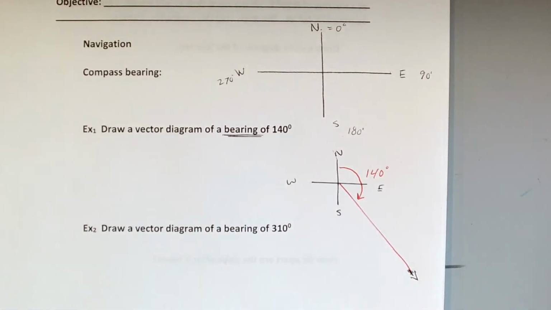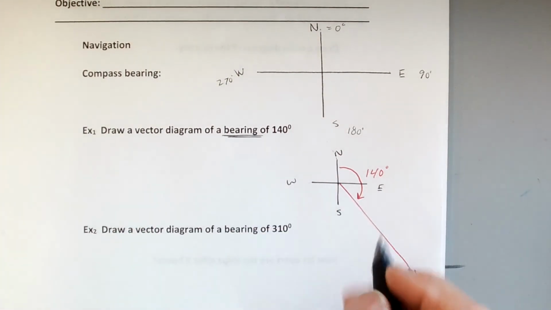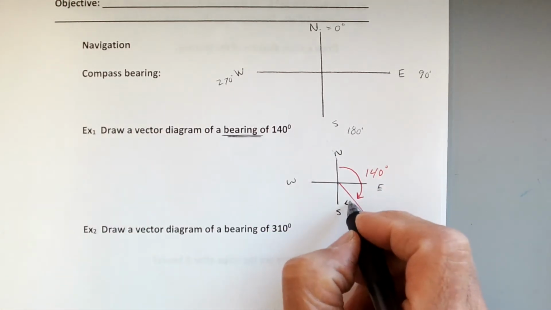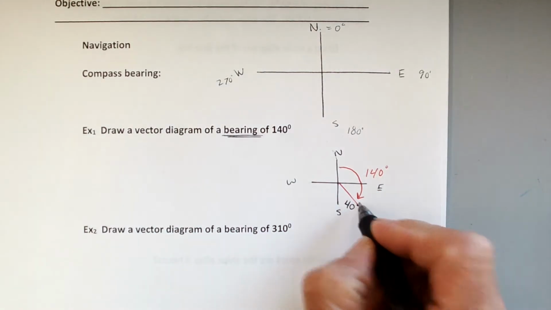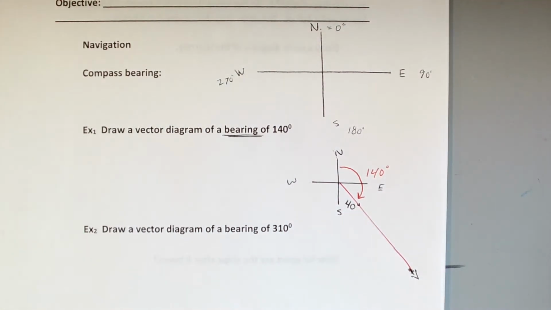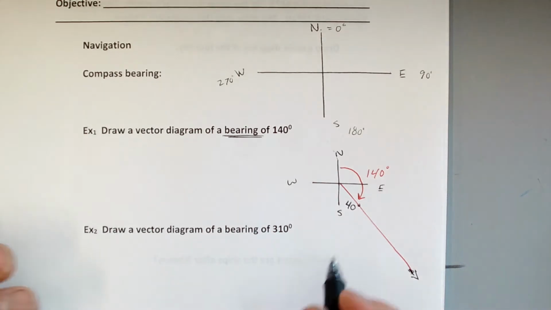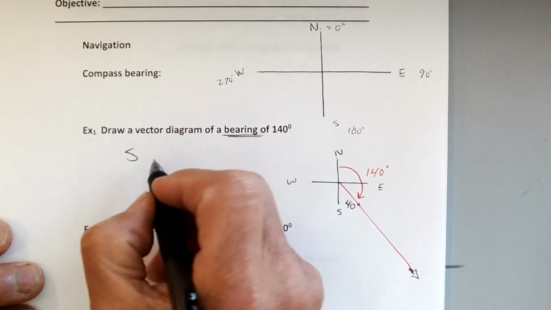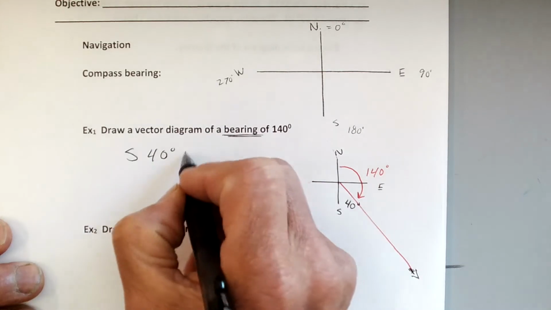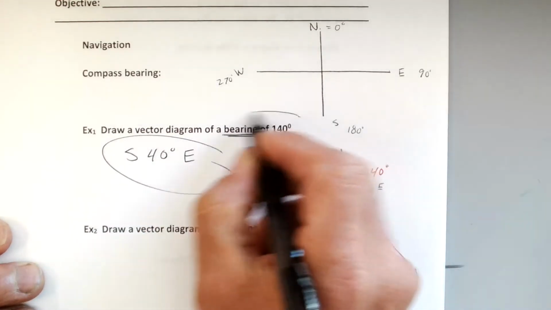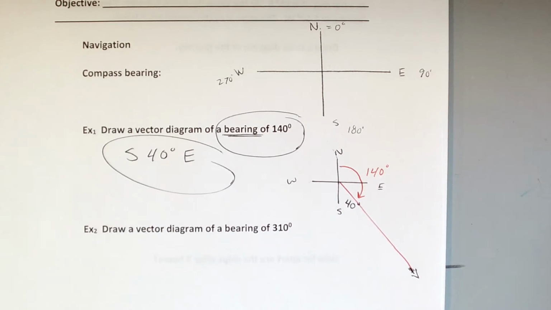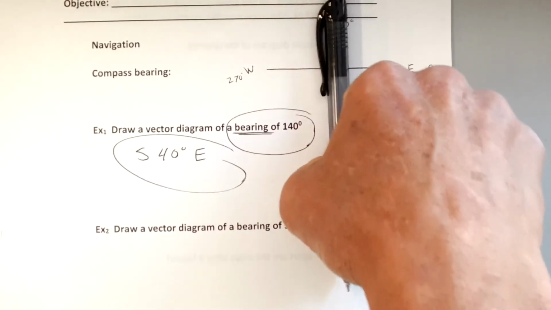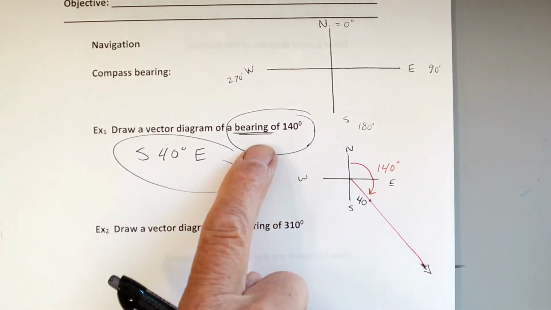Now there's another way we can draw it. We can also say this is 40. Do you agree that this angle here is also 40? 180 degrees. You guys agree with that angle being 40? So another way to describe this journey is to say we're going to look south and we're going to rotate 40 degrees towards the east. These two are the same direction. We look south and we rotate 40 degrees towards the east is the same thing as a bearing of 140 degrees.